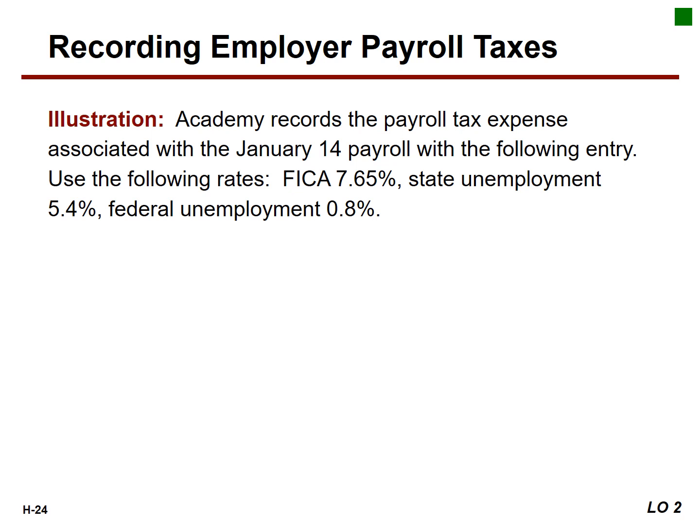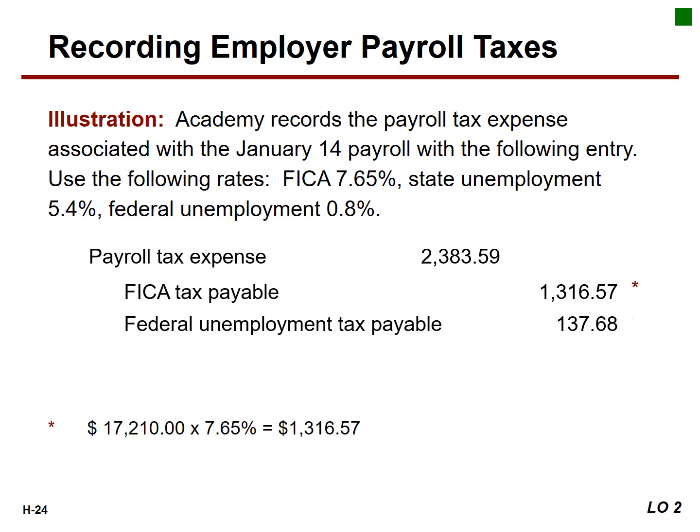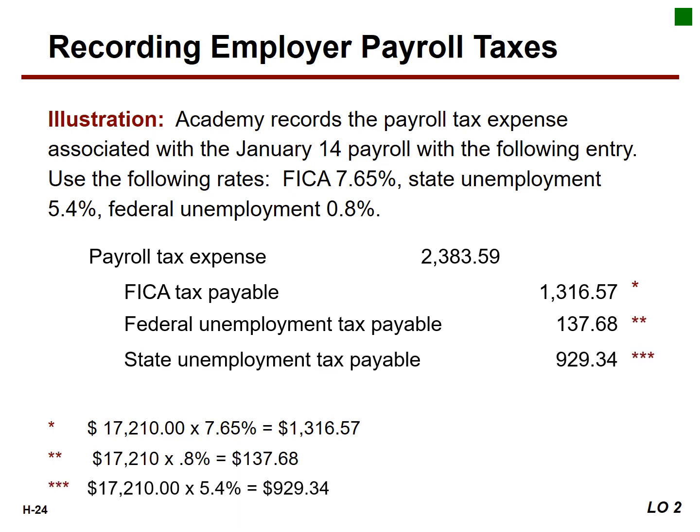So going back to our example we were looking at a few moments ago of the payroll we did for the week ending January the 14th, to calculate the employer's payroll taxes, ignore this first one, the debit here. We're going to talk about the credits first. We're going to credit FICA taxes payable for the total gross earnings, the $17,210, times our FICA rate of 7.65%. Remember, the 7.65% is made up of the Social Security tax of 6.2% plus the Medicare tax of 1.45%. So a total of $1,316.57.